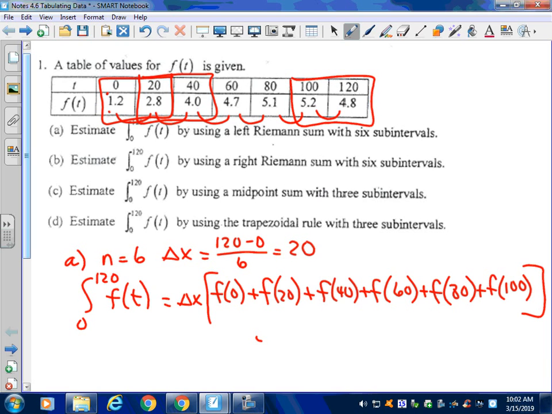All right, so now we're going to do midpoints. Now, midpoints are a little tricky. Because I don't have data for midpoints, do I? Well, let's see. It only asks for 3 subintervals.